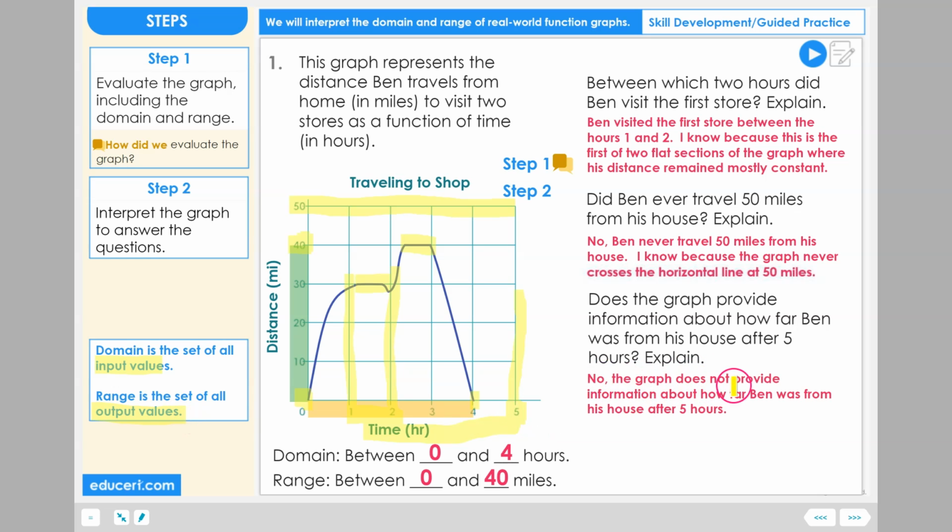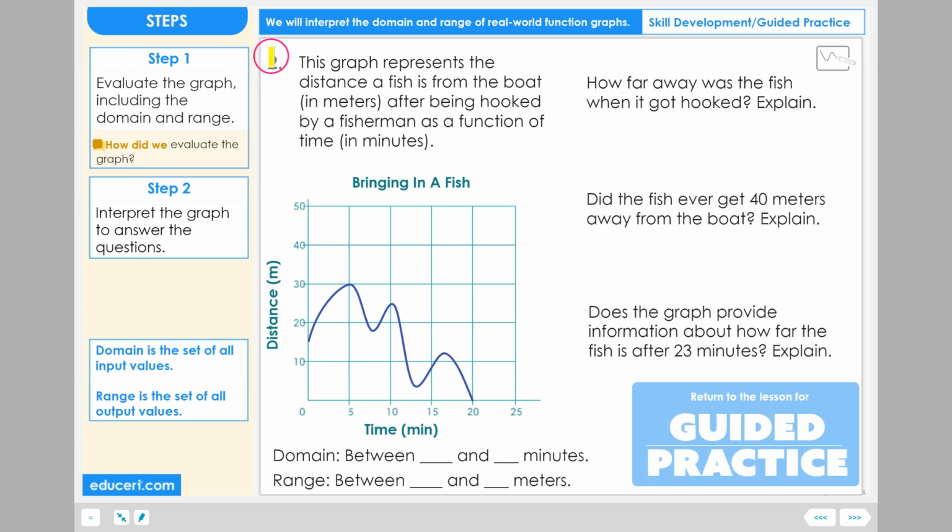No, the graph does not provide information about how far Ben was from his house after 5 hours. I know because the graph domain ends at the 4-hour mark, and overall the domain is only between 0 and 4 hours. You are now ready to interpret the domain and range of real-world function graphs for graph number 2.